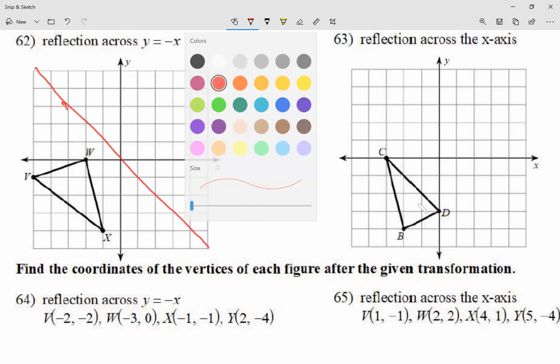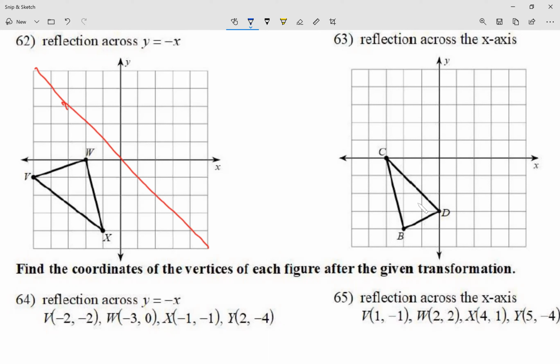So I'm going to count diagonal in this case. I look at my point X. To the mirror line, it takes me, let's say, 1, 2.5 spaces. So let me count 2.5 on the other side, diagonal. And this is going to give me my point X prime. If I look at my point W, it is one space from the mirror line. So let me count one space on the other side. And here's my point W prime.